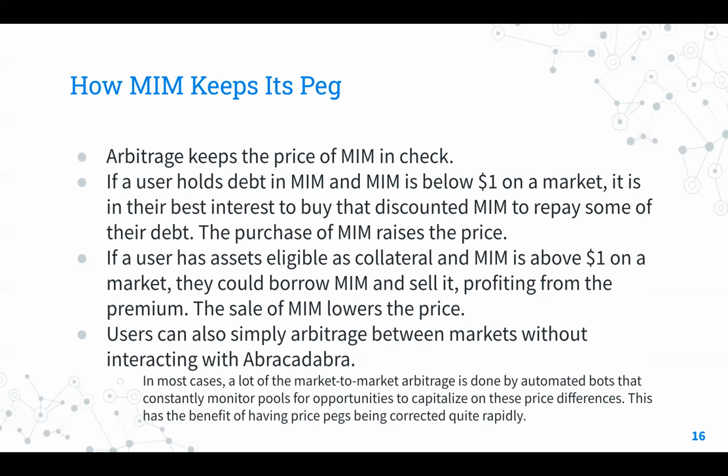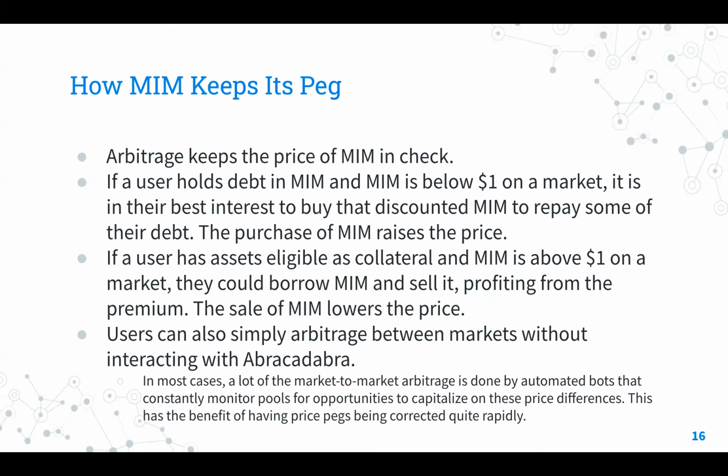That's what I was talking about before, how arbitrage keeps the price of stablecoins in check, but there are also some mechanisms through the protocol. Let's say, for example, a user has debt in MIM and MIM is below $1 on a market. It's in the user's best interest to buy that discounted MIM to repay some of their debt. This purchase raises the price of MIM towards the $1 mark.